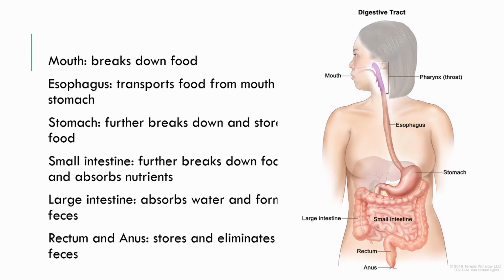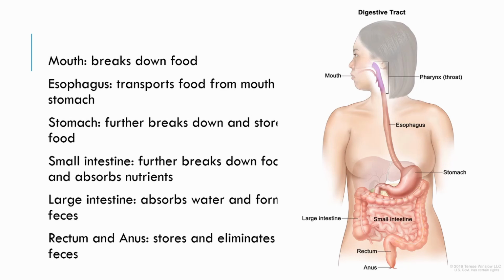Once we receive that food in the small intestines, we're going to further break down that food using chemical means, where we use enzymes to break down the food into its smallest units. Once we're in those small units, we can absorb those nutrients directly into the bloodstream.